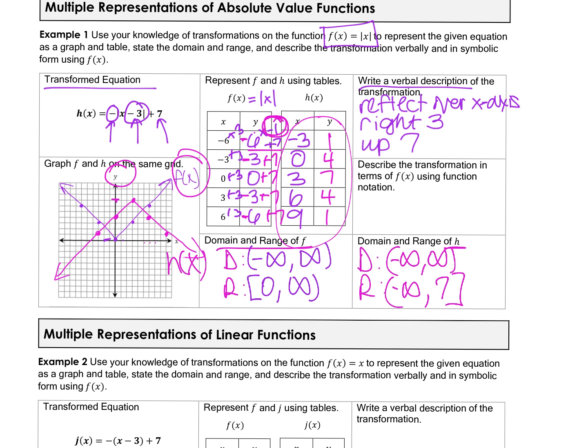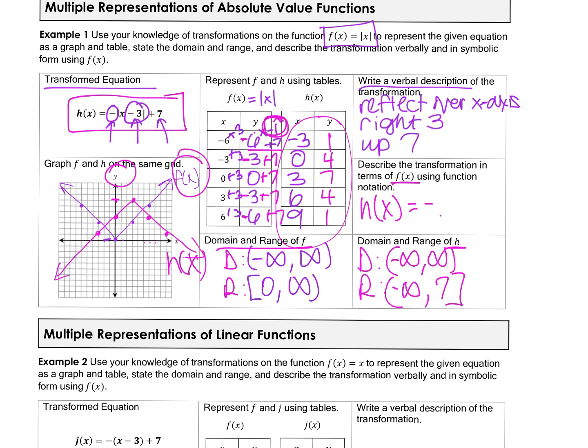So there's our domain and range of h. Now we're going to describe the transformation in terms of f of x, which means it wants you to write your function. So I'm going to do h of x equals. So I know I need a negative. Look back at this. It's going to look very similar to this.